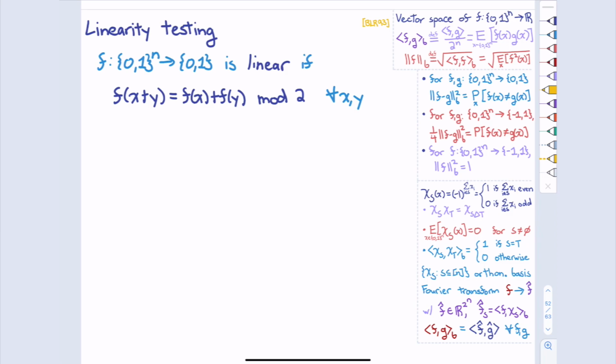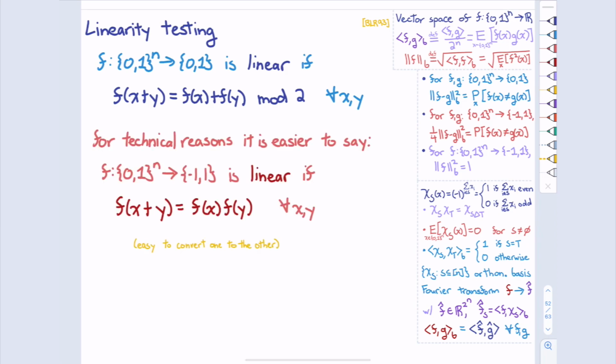Now working in mod 2 is a little bit annoying, at least notationally. So it's a little more convenient to switch to negative 1, 1 and work multiplicatively, and you don't have to write out mod 2 anymore. It doesn't really feel like addition, but it still kind of is, and we'll still say it's linear. So now f is mapping to negative 1, 1 instead, and I'll say f is linear if f of x plus y is equal to f of x times f of y.